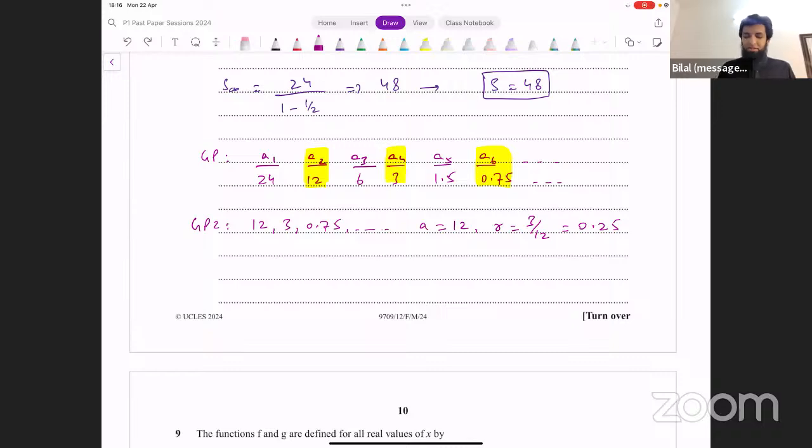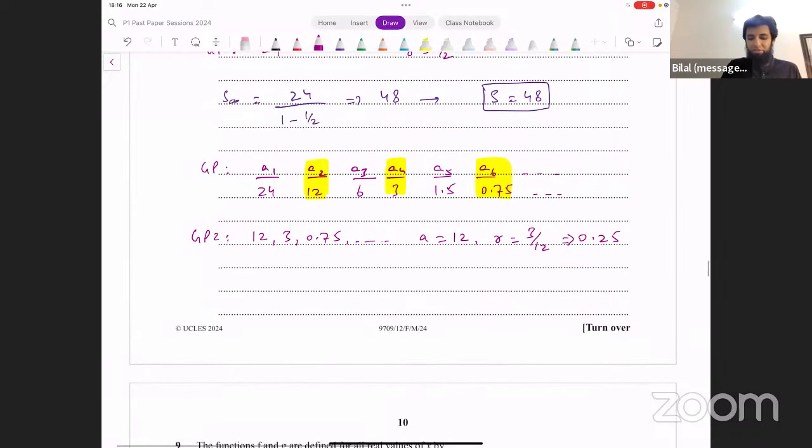Yeah, so that's the ratio. Ratio is 0.25. You've got the first term, you've got the ratio. Now you can find the sum to infinity of this sequence as well. Let's see what that turns out to be. A over 1 minus R, A is 12 over 1 minus 0.25. That will be 12 divided by 0.75, and that's 16.